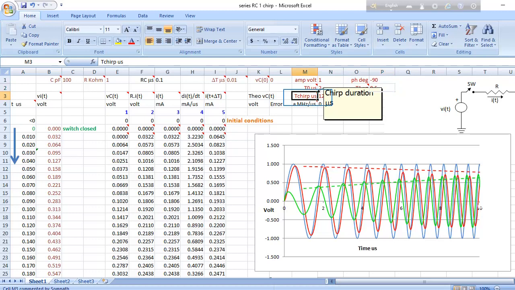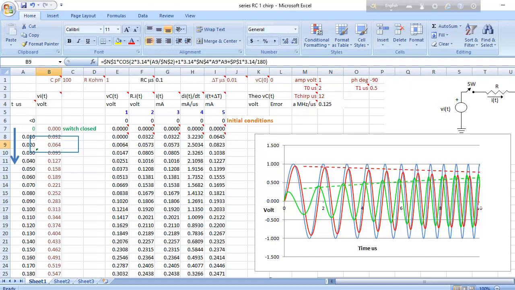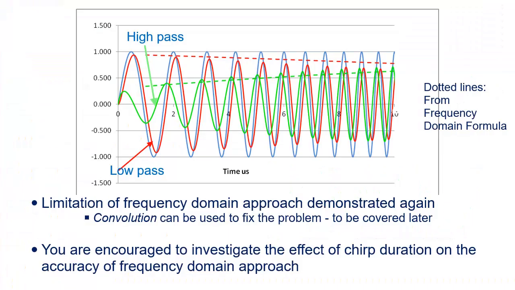Chirp duration in microseconds. Initial phase in degrees. Frequency slope calculated in megahertz per microsecond. Formula for chirp entered for stimulus. Results for chirp stimulus are shown.